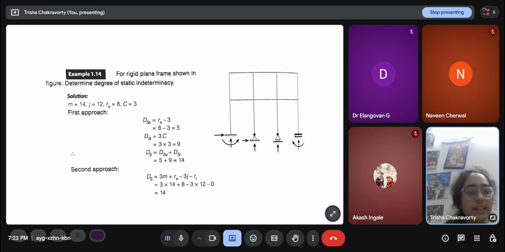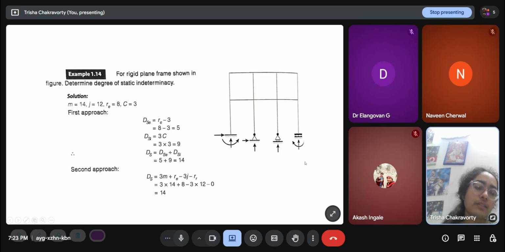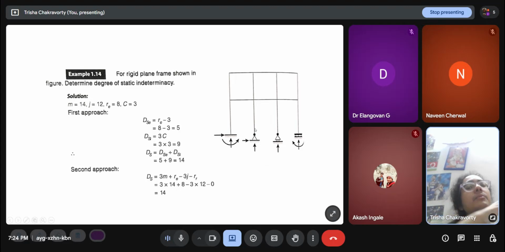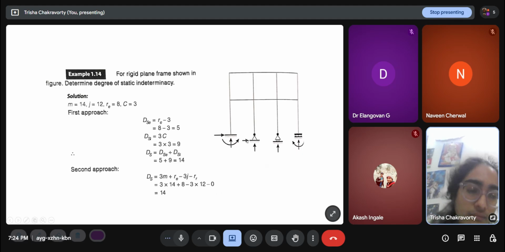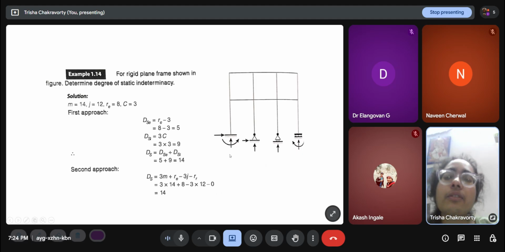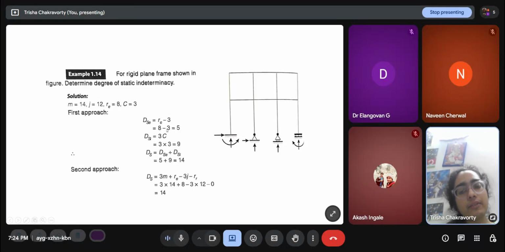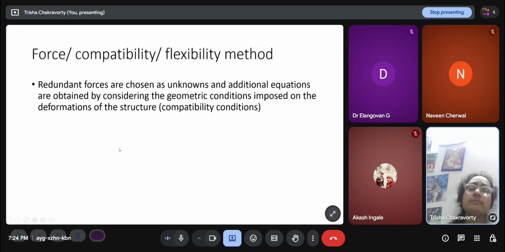So that's why this is a unique kind of support which gives 2 support reactions, a vertical force and the moment, not the horizontal force. Unlike a hinge support, which gives 2 translational restraints and no moment restraint. So under a hinge support, the rod is free to rotate. Here, it is not free to rotate, but it is free to move like this. So after that, the question is straightforward. M is 14, J is 12, RE is 8, and C is 3. So there are 3 closed loops. So you can put it in the formula and get the degree of indeterminacy.